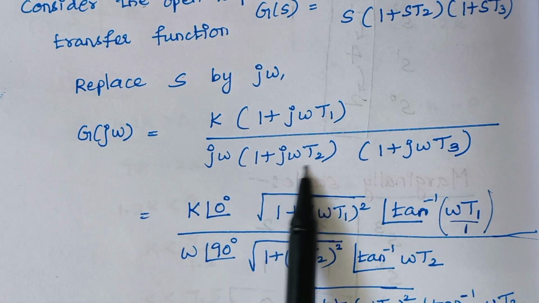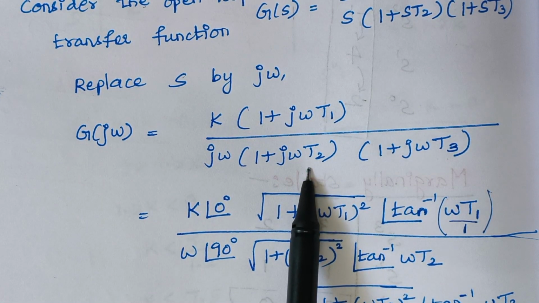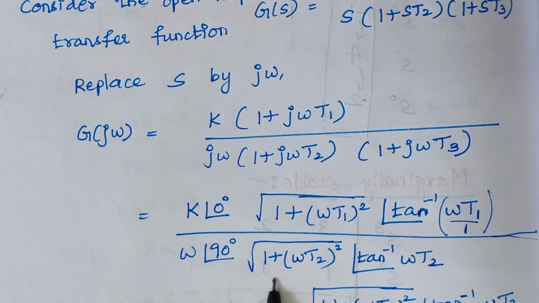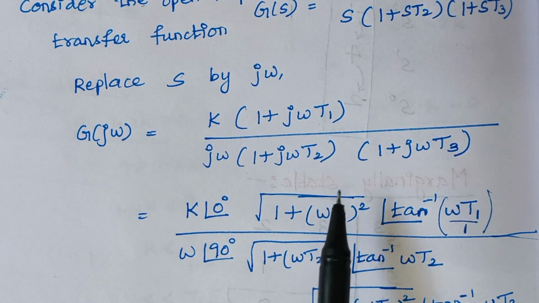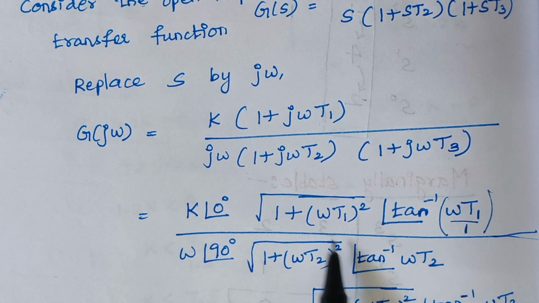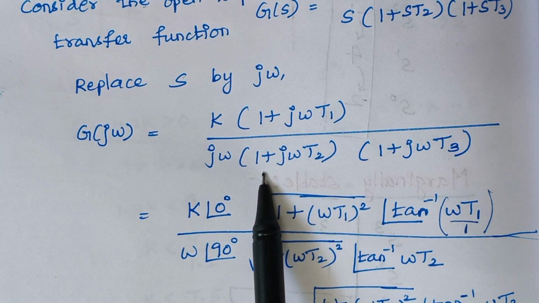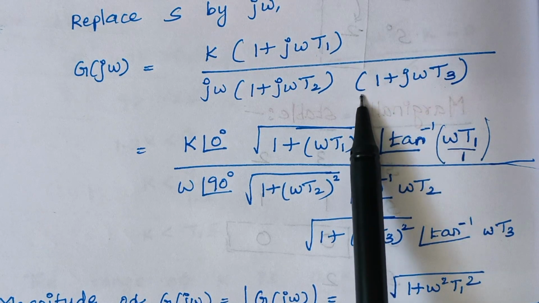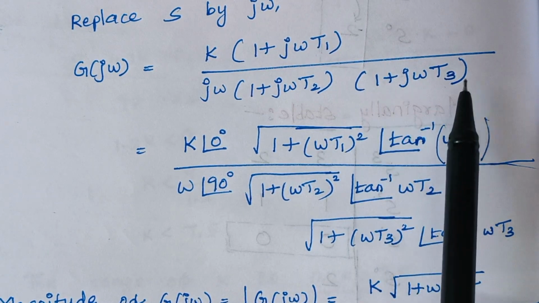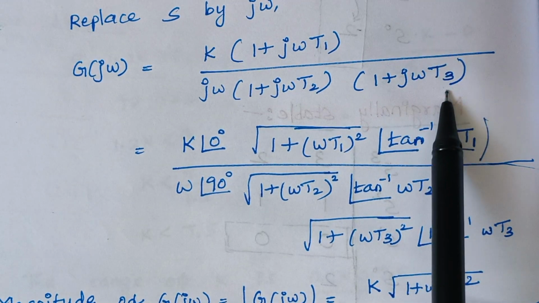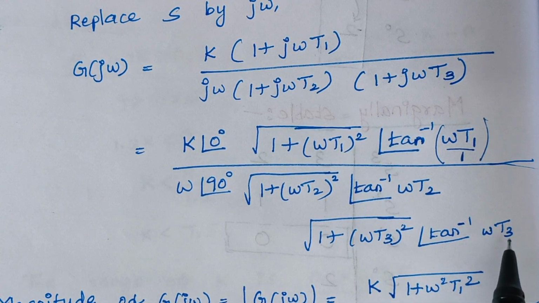Right. Next we are moving to the second term. How to write the magnitude here? Again square root of 1 square plus omega T2 the whole square. You see here I had written that. And how to write the angle? Again tan inverse of the imaginary coefficient, which is this omega T2. So tan inverse of omega T2 divided by the real term, which is 1. Right. And when you consider the last term here, you see the magnitude is square root of 1 square plus omega T3 the whole square, and the angle is tan inverse of omega T3 divided by 1, which is nothing but omega T3.